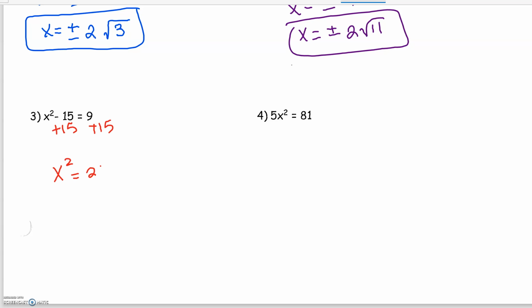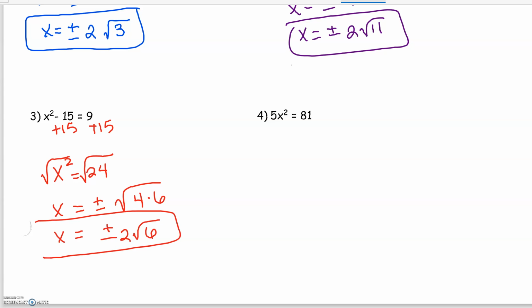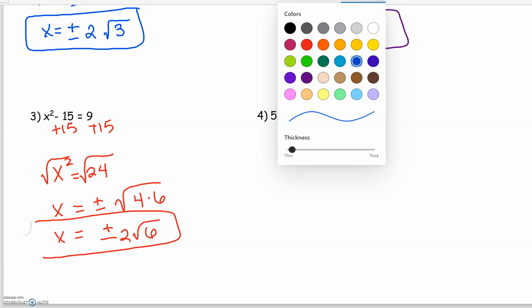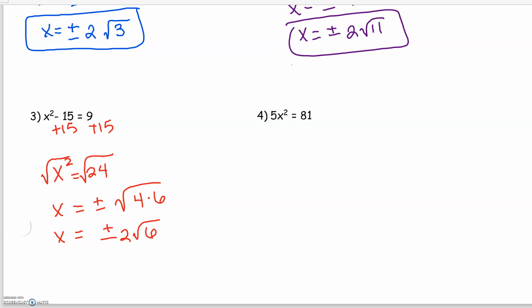X squared is equal to 24, and we square root, and x is equal to plus or minus the square root, and 4 times 6 gives me 24. So the 4 comes out, the 6 stays home, and there are my answers: positive 2 radical 6 and negative 2 radical 6. And then on this one, number 4, you're going to divide by 5. So x squared is equal to 81 over 5.